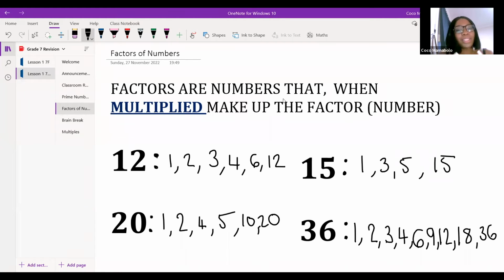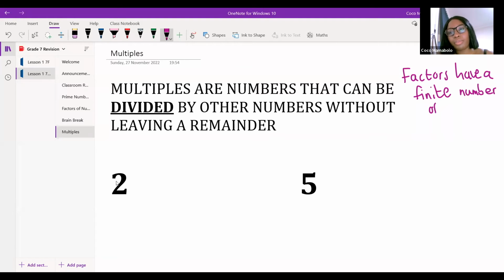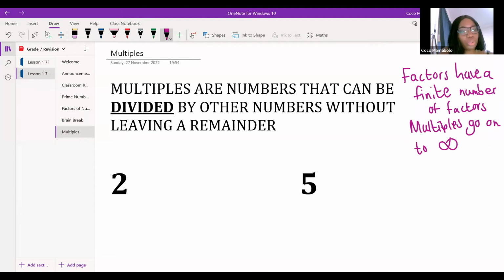All right, now I have to step this up. It cannot be this easy for you guys. Okay, this is just us looking at factors of numbers. Now we're going to look at multiples of numbers. I need to remind you guys that when we are looking at factors, factors have a finite, and I'm going to explain what finite means, a finite number of factors. But multiples go on forever. They go on to infinity. They go all the way to infinity.